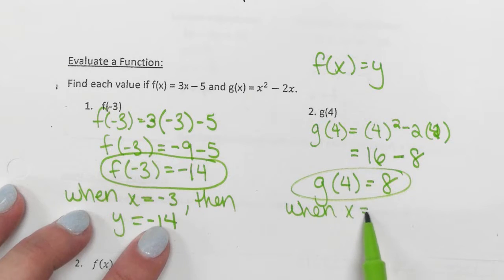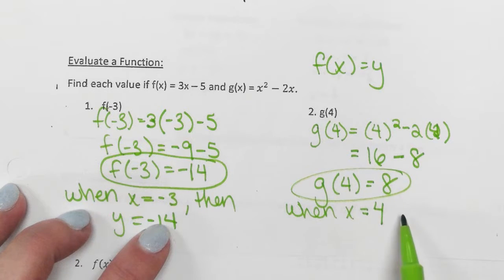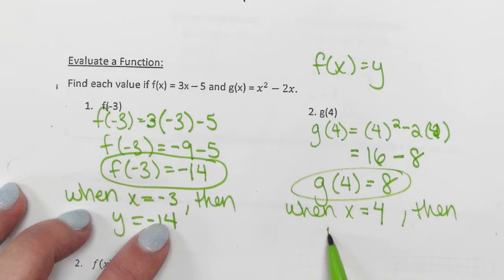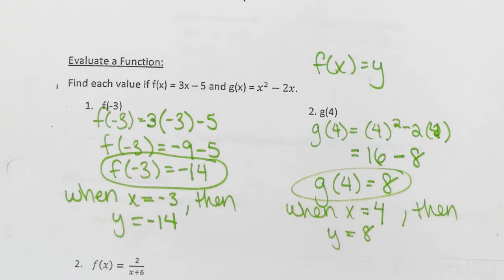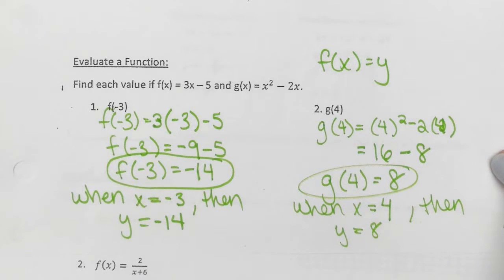So here we go. When x equals what number? 4. Then y equals 8, right? Make sure you comprehend what that means. Y'all okay? All right, here we go.